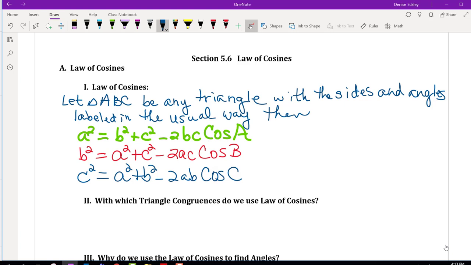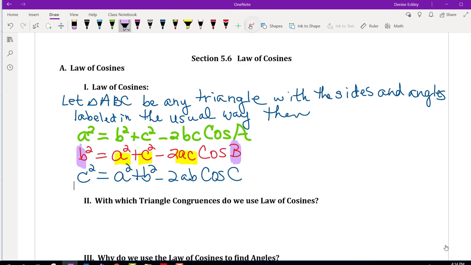As you can notice, the side that we're solving for is squared, and on the other side of the equal sign we have the 2 other sides squared, and then we're subtracting off 2 times those 2 sides. The key to notice is the angle we take the cosine of is the same as the side that we're trying to solve for. So what we have here are 2 sides and an angle.